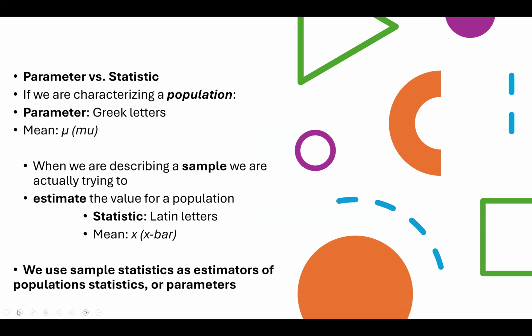All right, parameters versus statistics. I want you to remember that parameters go with populations. So there's a mean, or mu, which is the funny U right there. It's a Greek letter.